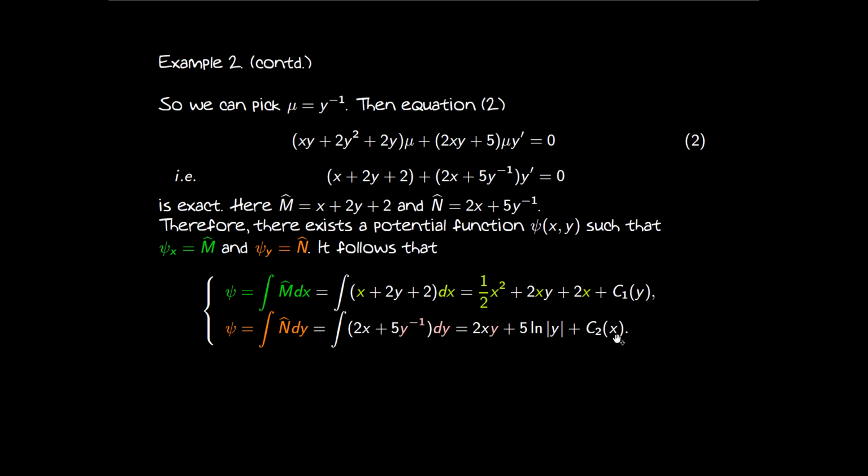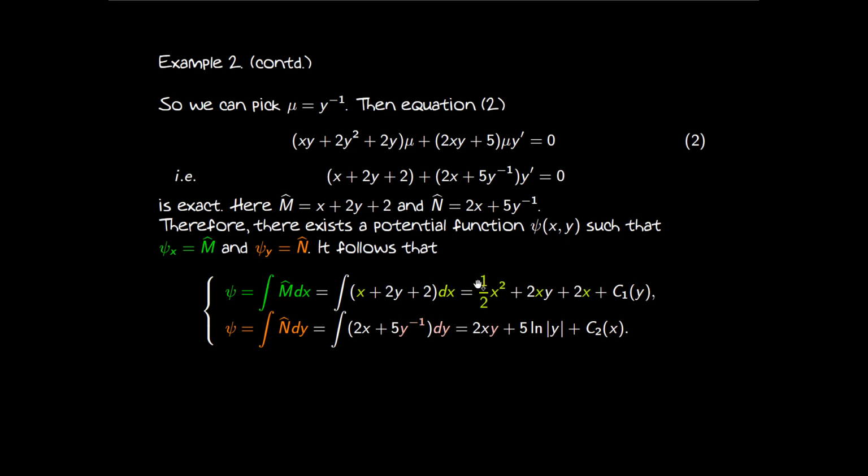So that explains why we won't say the half of x squared term and the 2x term in the second expression, okay? And it also explains why we don't say the 5 times natural log of y in the first expression, okay?